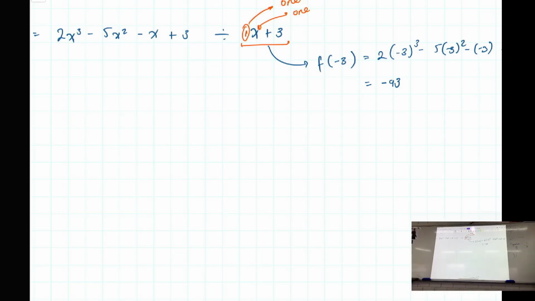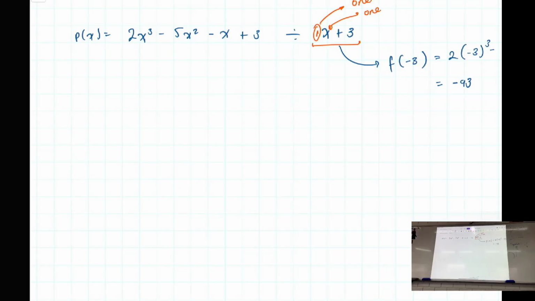Now, let's do it another way. I'm going to take that value, negative 3, and I'm going to use a different shape for my process here. This is not division. This is just another method. It's called synthetic division.